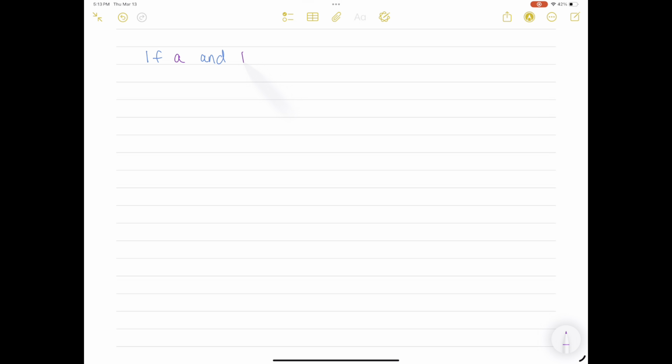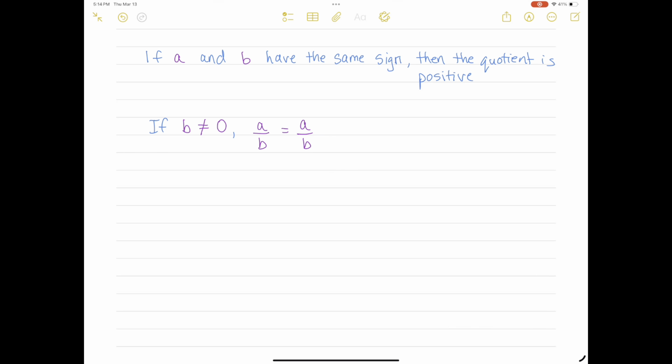Moving on, if a and b have the same sign, then the quotient is positive. If b does not equal 0, then a over b, or the fraction a over b, equals a divided by b, but b cannot equal 0 because you cannot divide a number by 0. Negative a divided by negative b equals positive a over b. So let's look at some number examples. 8 divided by 4 equals 2. Negative 8 divided by negative 2 equals positive 4.